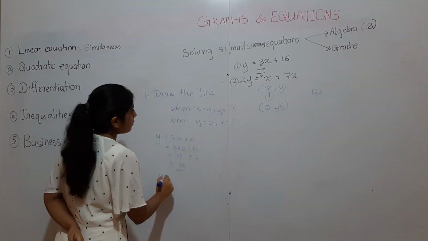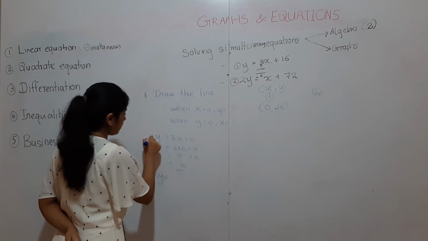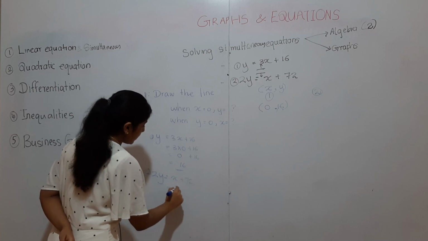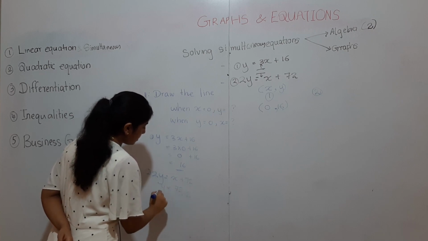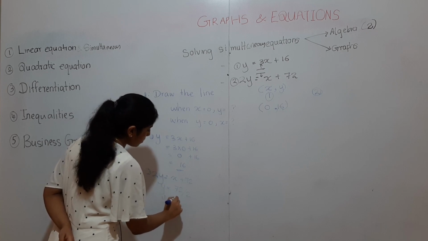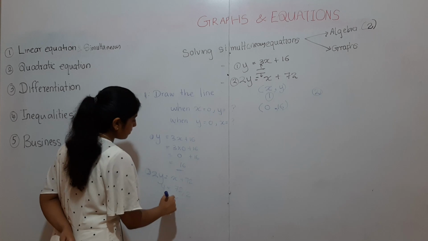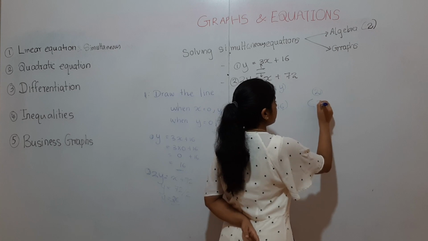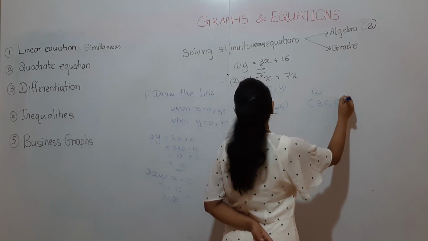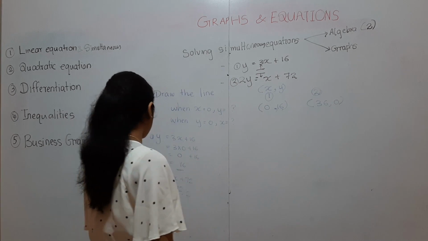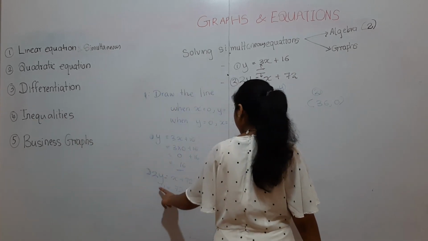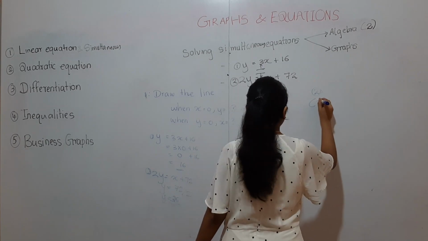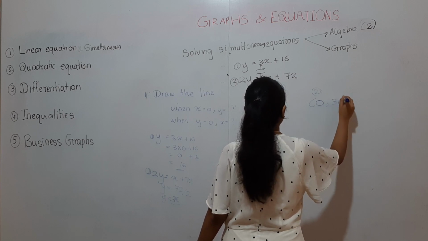When x equals 0, what is y for the second equation? Then it will be 72 divided by 2 is equal to y. Therefore, it is 36. So, y will be 36 when x is equal to 0. Sorry, wait, this is for, yeah, it's correct. When x is 0, y is 36.